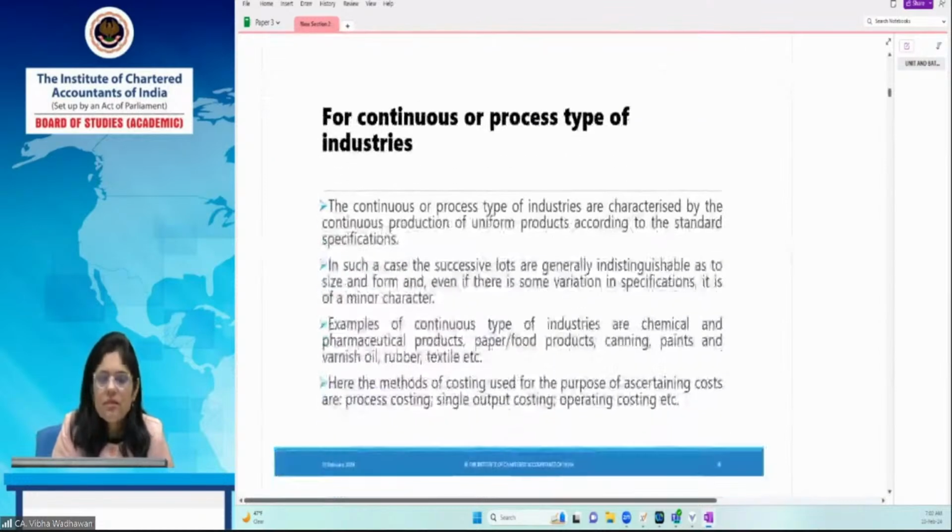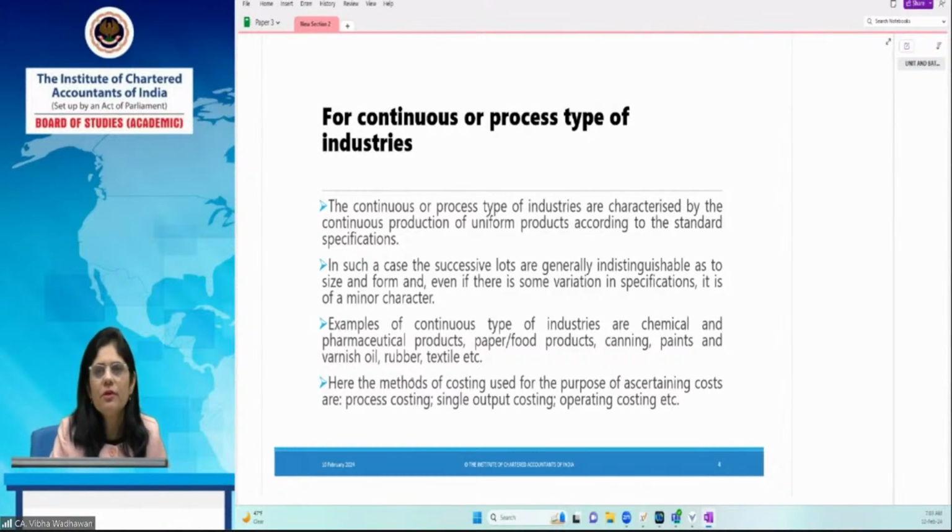Now there are continuous or process type industries, where the production is regular and continuous. Every product is identical, every product is similar. All the specifications of all the products will be similar. Continuous type of industries are characterized by continuous production of uniform products. Products will be identical. In such a case, successive lots are generally indistinguishable. I mean, the next lot will also be the same as the previous lot.